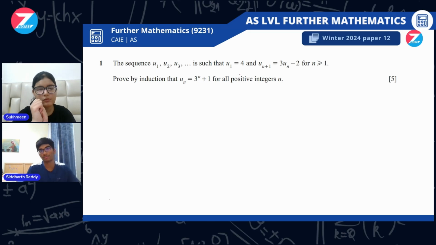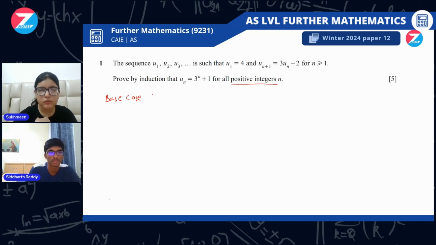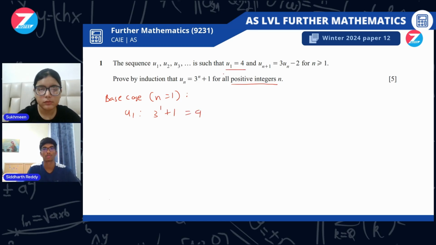So this is a regular proof by induction. The first thing you have to do is write the base case. Since we're saying positive integers, the smallest positive integer is n equal to 1. So for the base case U1, we have 3 to the power 1 plus 1 is equal to 4, which is what is given in the question. So it's true for n equal to 1.